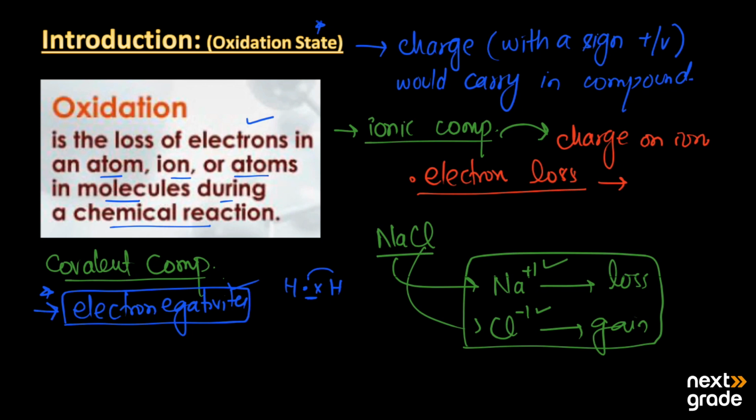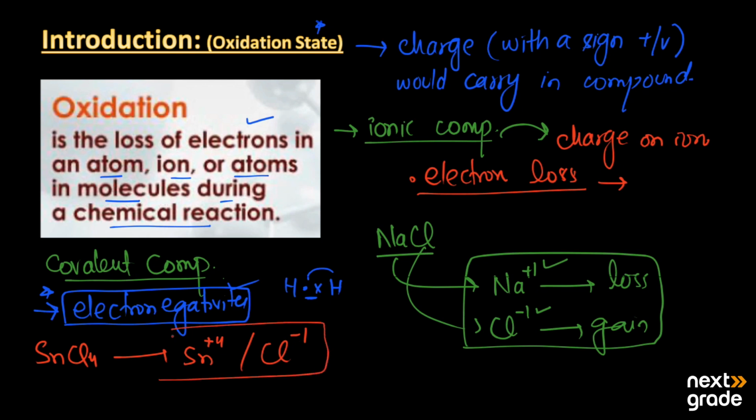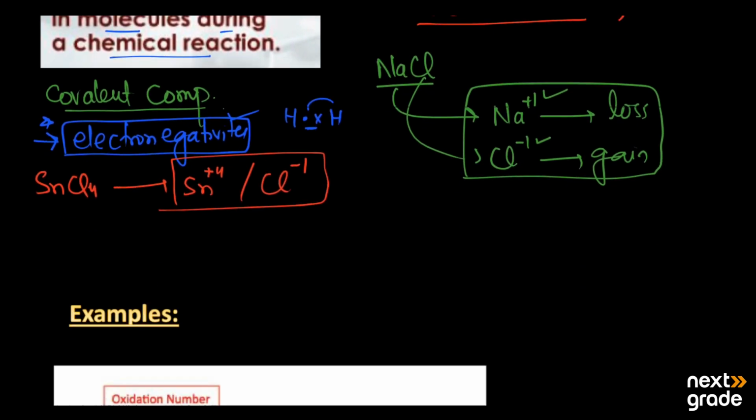For example, if we have the compound SnCl4, here Sn has the oxidation state +4 and chlorine has the -1 oxidation state. So this is the simple oxidation state of ionic and covalent compounds.